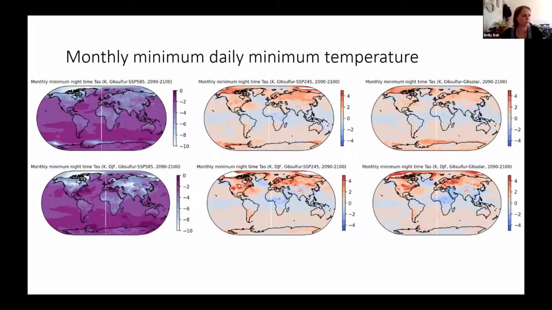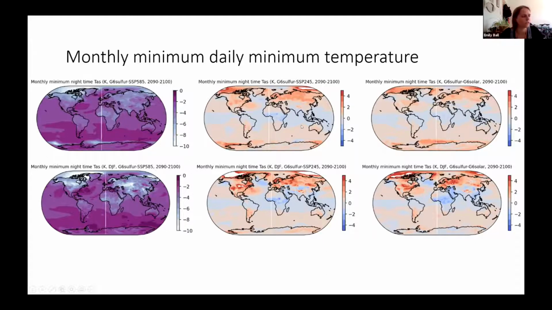So what we've done so far is look at monthly minimum daily minimum temperature, and so these are plots that compare the various experiments. On the left we have the sulfur experiment, this G6 sulfur, compared with the SSP585, and so you can see that it's reducing the monthly minimum nighttime temperatures, and it does that particularly well over the high latitudes.